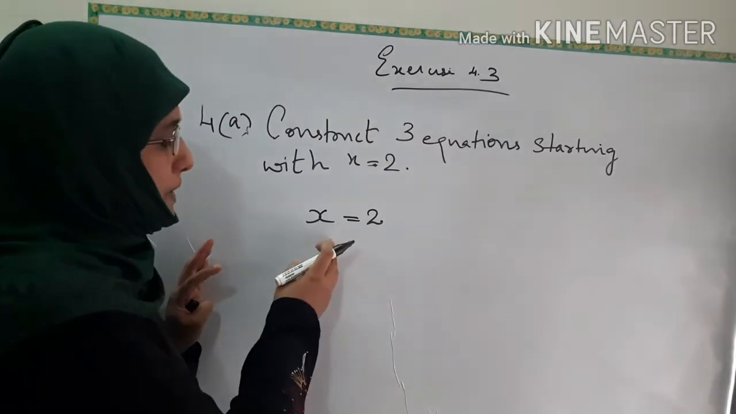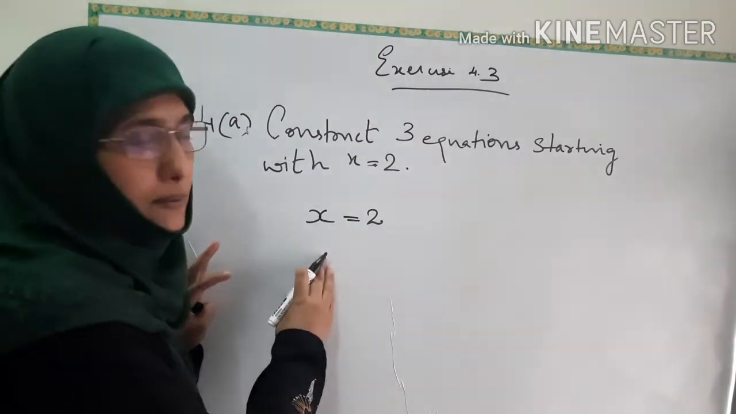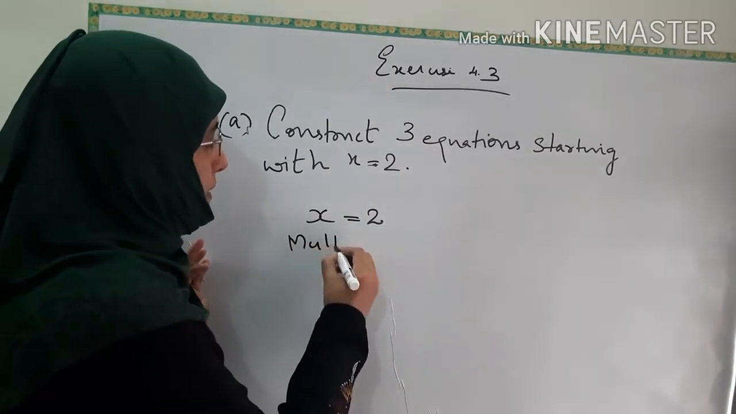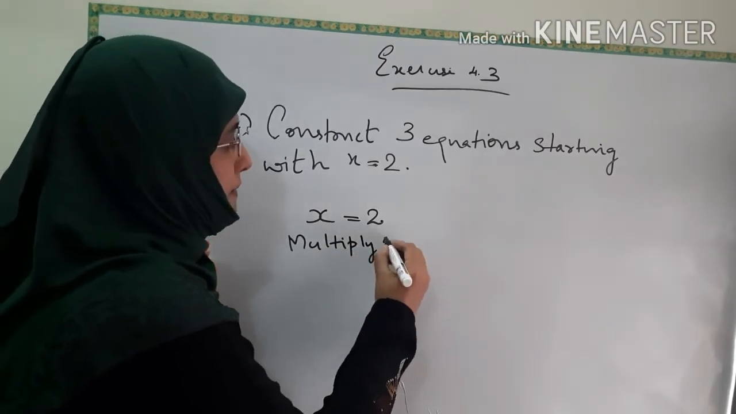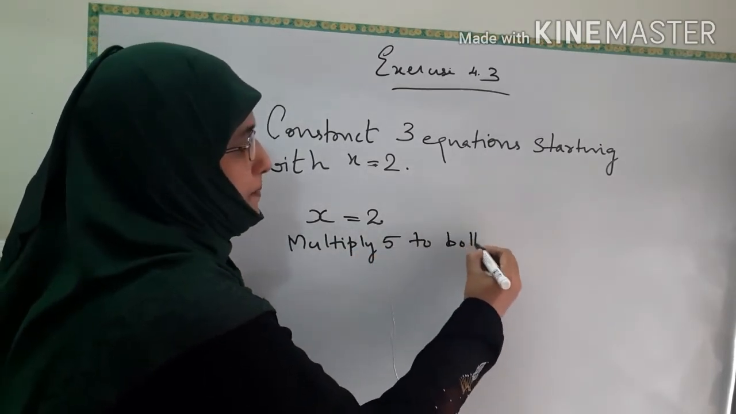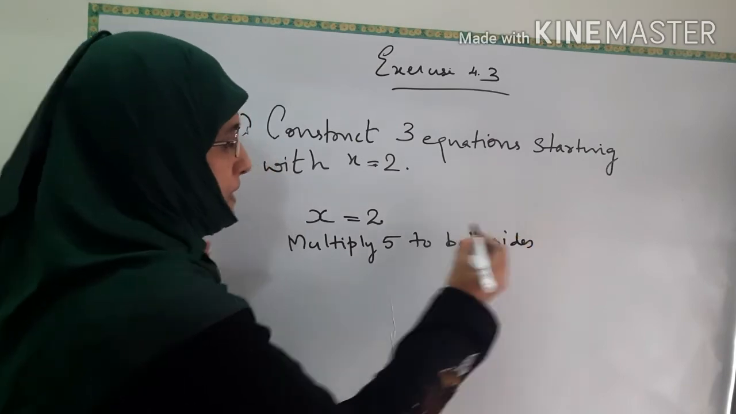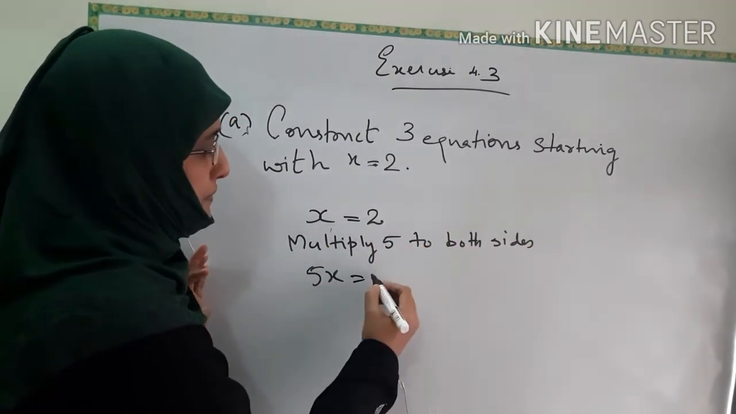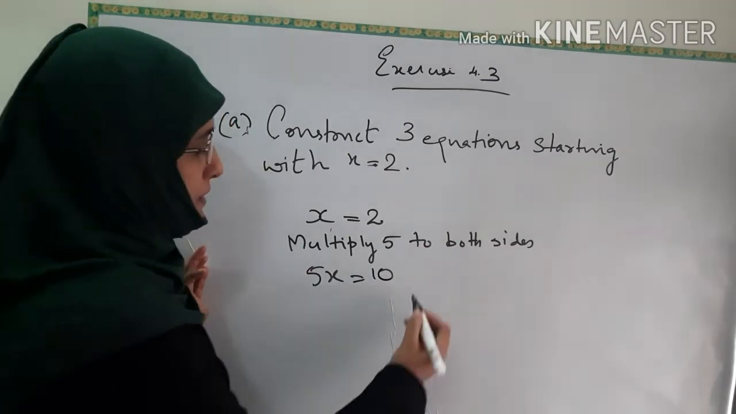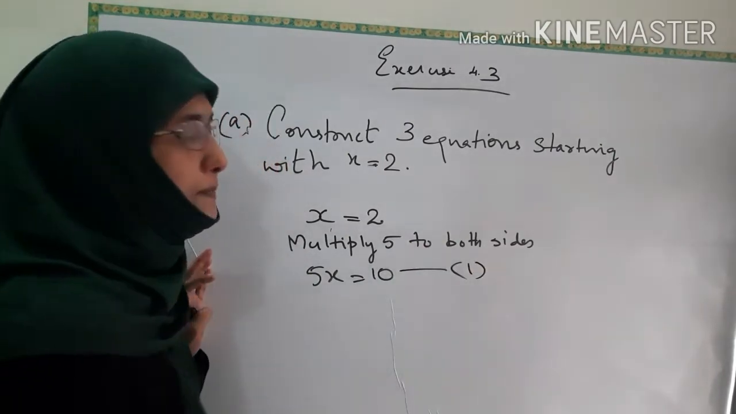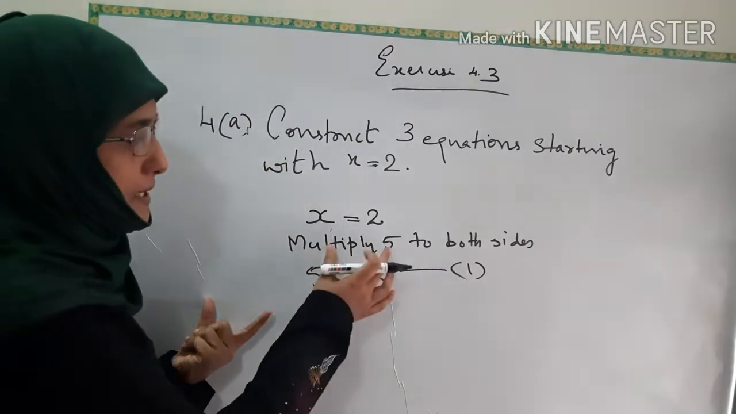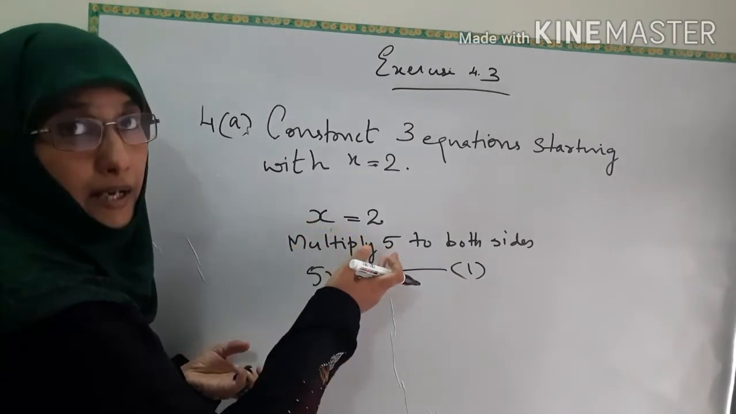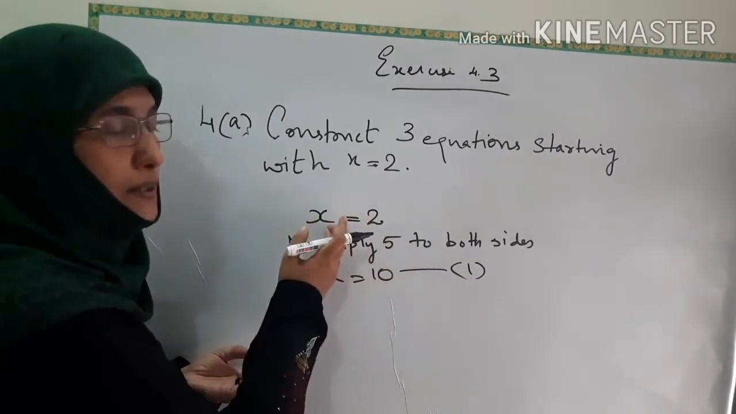See here, I am going to multiply 5 to both sides. So this side becomes 5x, 5 into x. And here 2 into 5 becomes 10. This is the first equation you got here. First operation what you did, you multiplied with 5. When you are multiplying both sides, you have to multiply with 5.